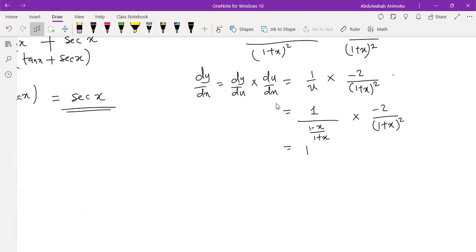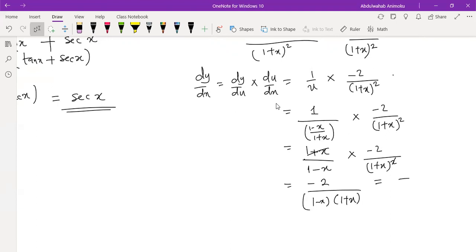Now we can rewrite this as what? This is 1 over this function, which just means the reciprocal of this function, right? So we can write it as (1 plus x) over (1 minus x) times minus 2 over (1 plus x) squared. So this brings us to what? Remember, 1 plus x can cancel the power, so that would give minus 2 over (1 minus x) times (1 plus x). Which can simplify, if you multiply these things out, to what? 1 minus what? x squared. And this solves the problem.